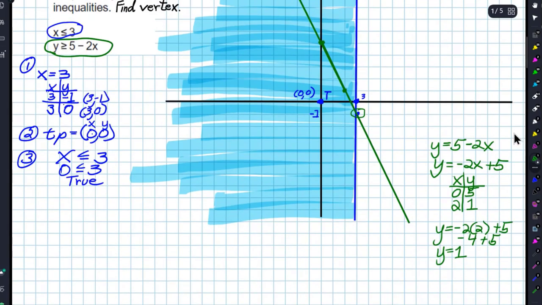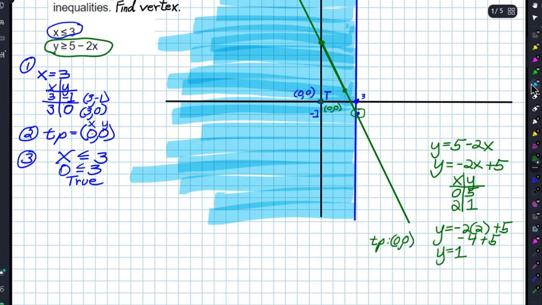All right, so now, trying to look only at the green line, I need to choose a point on one side or the other of the green line and pretend the blue line and the blue shading aren't there. So again, why not 0, 0? Because it's so easy. Let's make 0, 0 our test point for the green line.